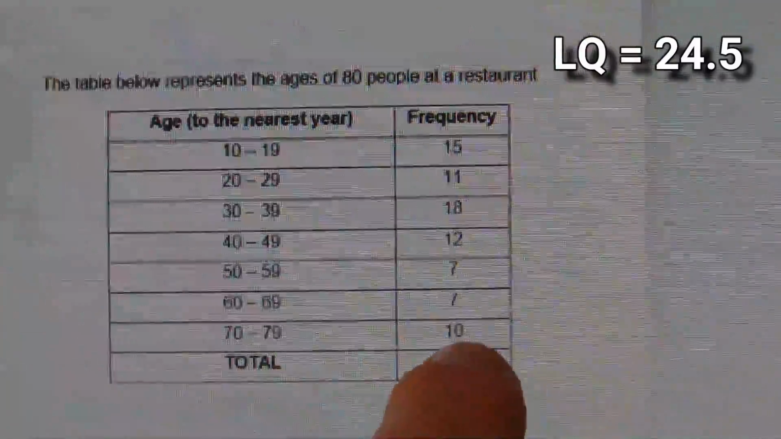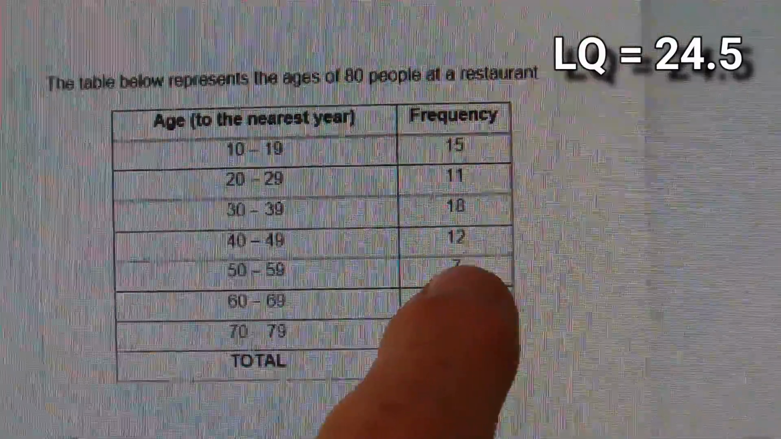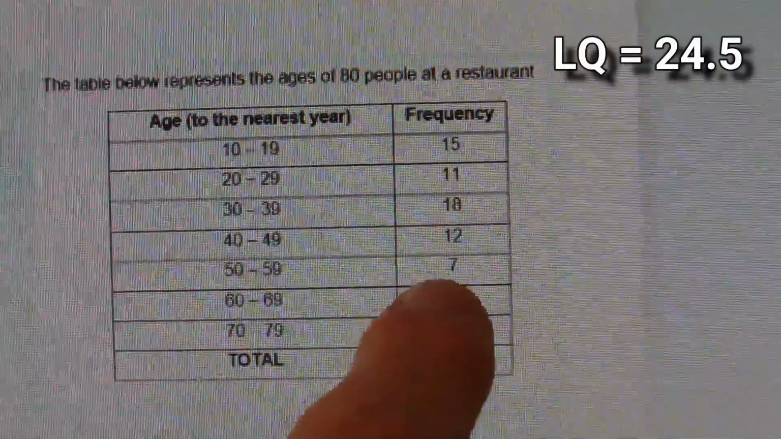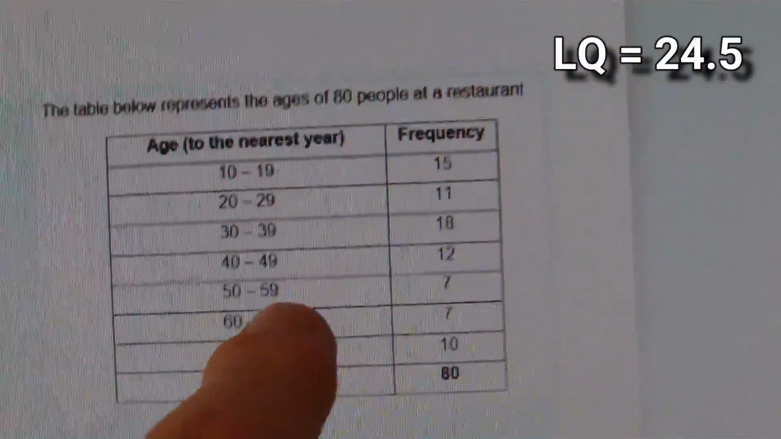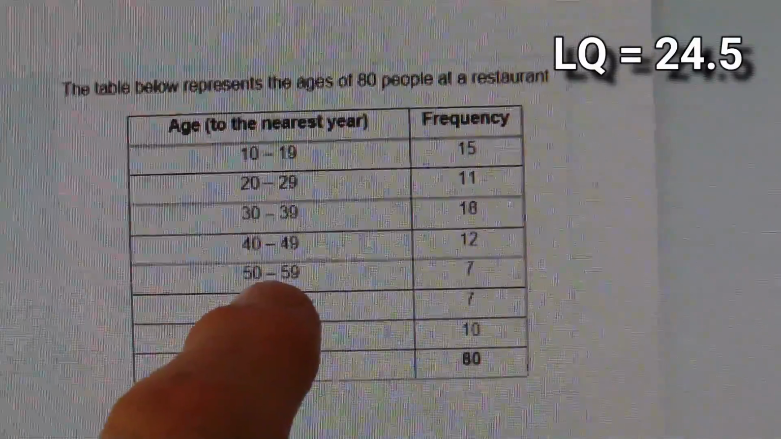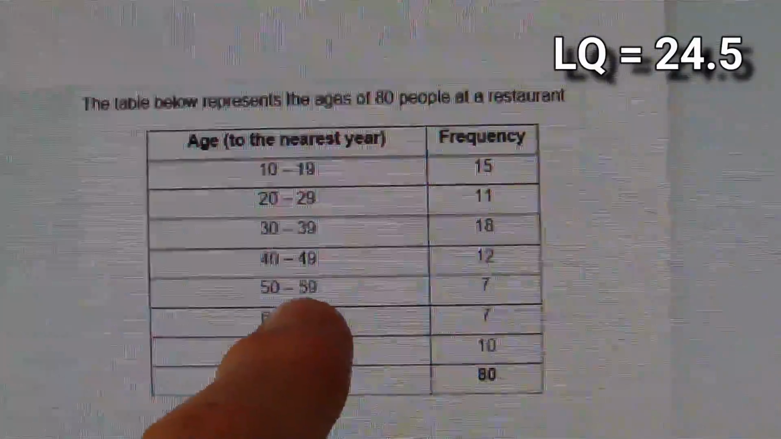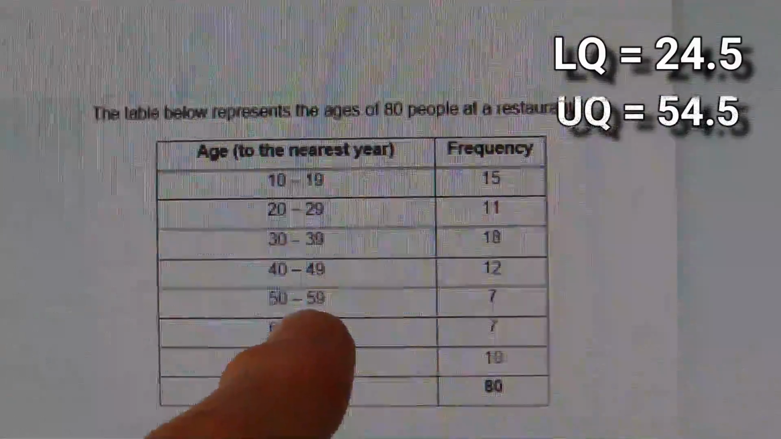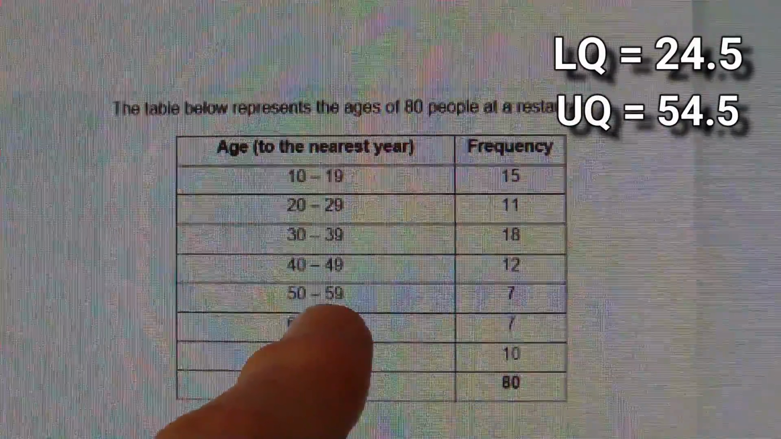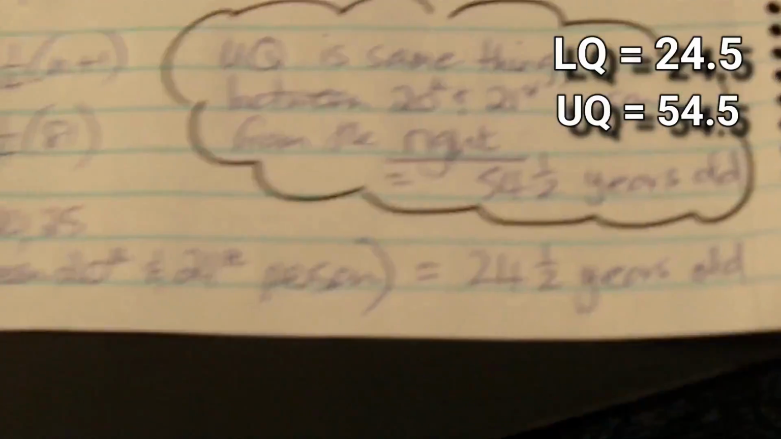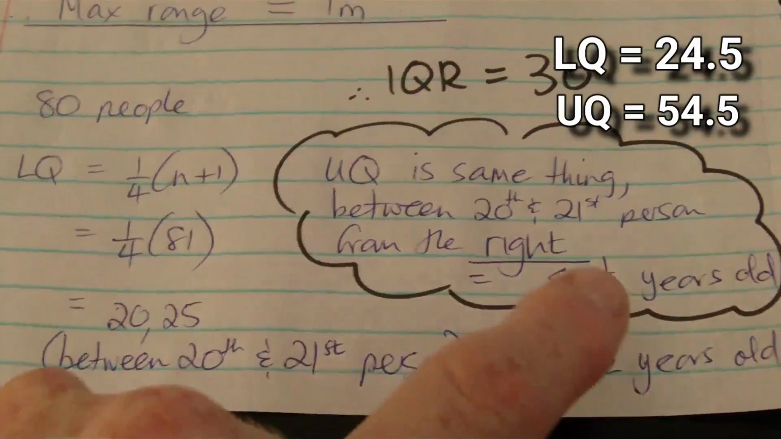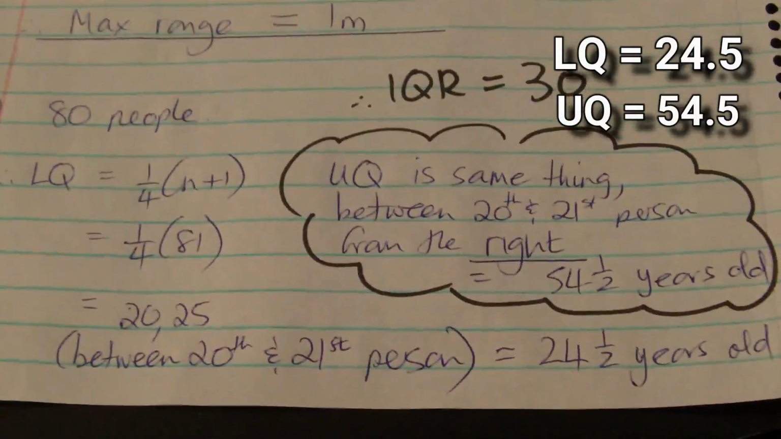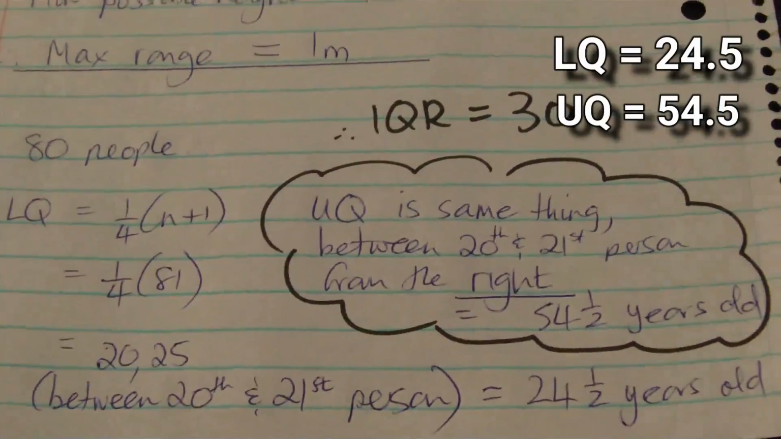Agreed. So 10, 17, the upper quartile will be in that third last interval. Agreed? Alright, so that's an age between 50 and 59, and we're just going to go in the middle there and say that the upper quartile is 54.5. Okay, so there it is there. There's your lower quartile, 24.5, your upper quartile, 54.5, which makes the interquartile range 30.